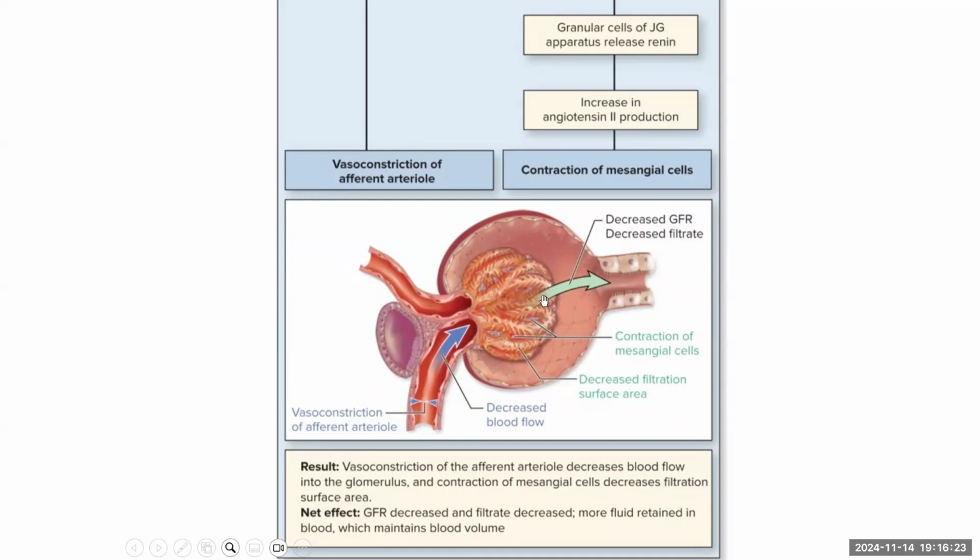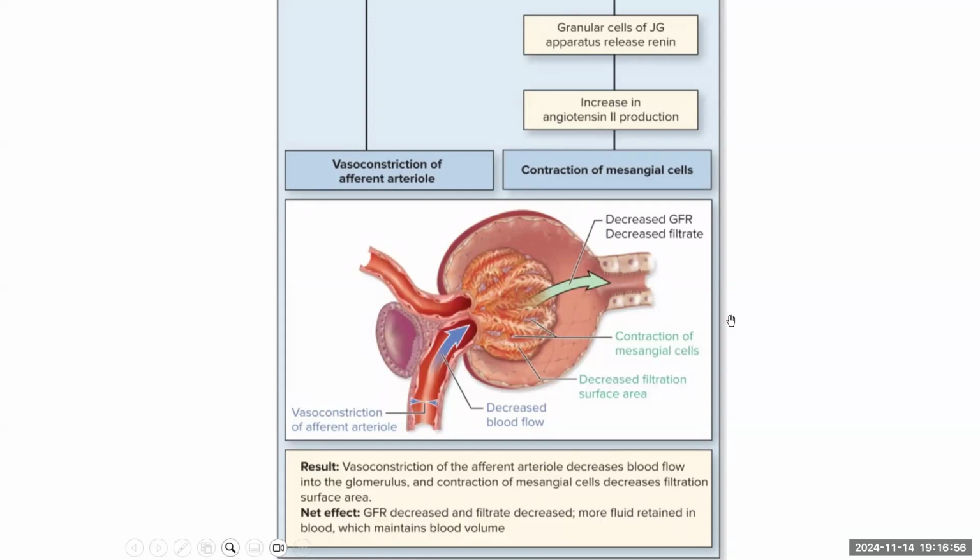If less stuff is leaving the glomerulus, where is it staying? If it can't leave the blood, where is it staying? In the blood. So less fluid leaving the blood, we're increasing our blood volume, increasing our blood pressure. But do y'all remember what angiotensin 2 also does? It also affects the production of aldosterone and ADH, which we'll talk about, well, not today. We don't have time.